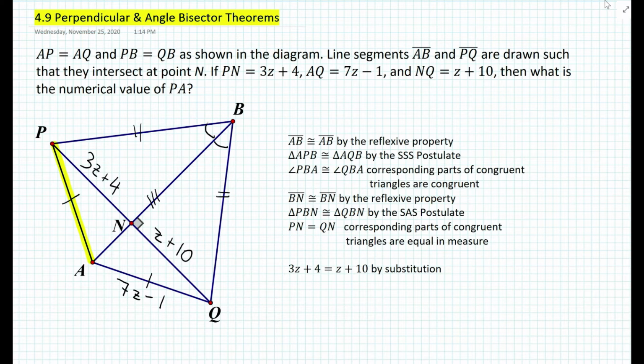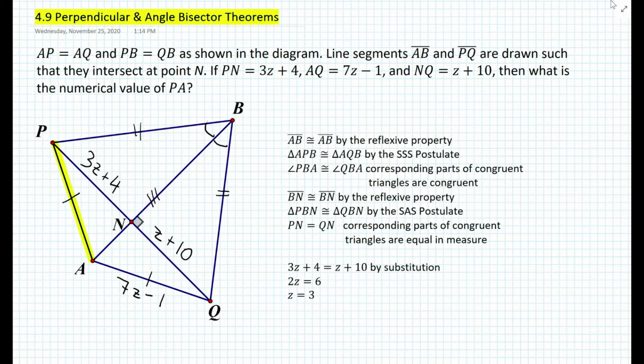Now, once we set those two expressions, 3z plus 4 and z plus 10, equal to each other, now we can solve for the value of z. Now, all we need to do here is just simple math, and we end up with the value of z to be equal to 3.